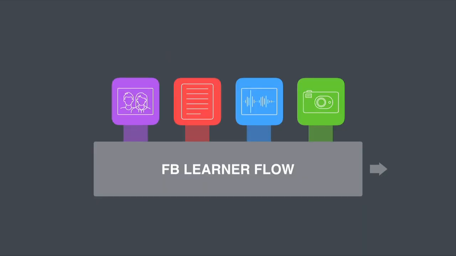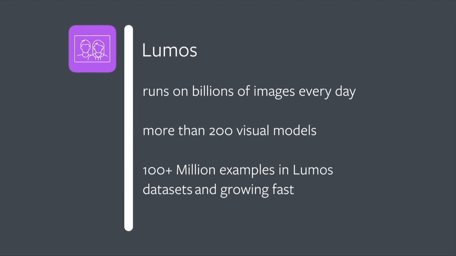So I'm going to dive a little bit deeper into computer vision now for a moment. We call our specialized vertical platform for computer vision Lumos. And it runs on billions of images every single day. We have actually, today the number is 400. This data is a bit old. We have 400 visual models deployed in production. And we have a growing training set that's now a couple of 100 million examples worth and growing fast.